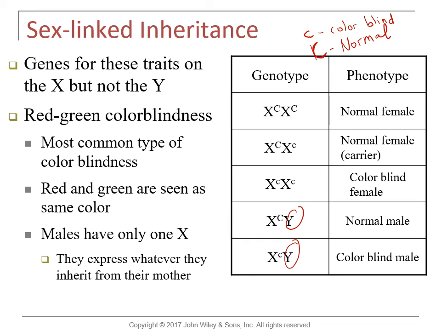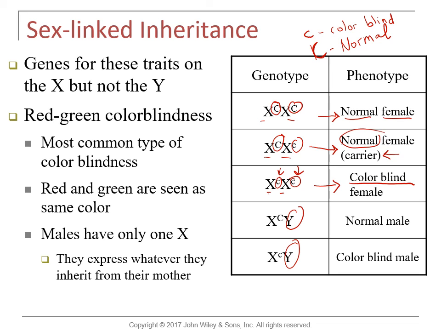If we have a genotype of big C and big C, the phenotype is normal and the individual is female because it has two X's. If the genotype is big C and little c in a female, the individual is normal but is a carrier of the color blindness recessive gene. If a female has two little c's, she is going to be colorblind because she has two of the recessive genes.